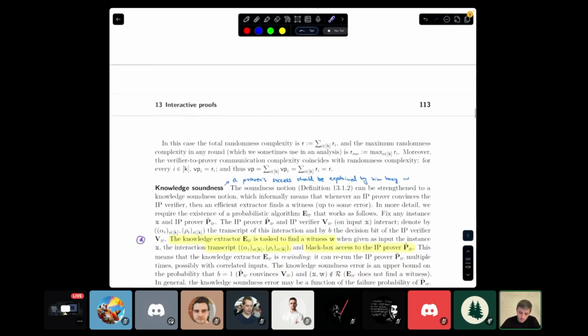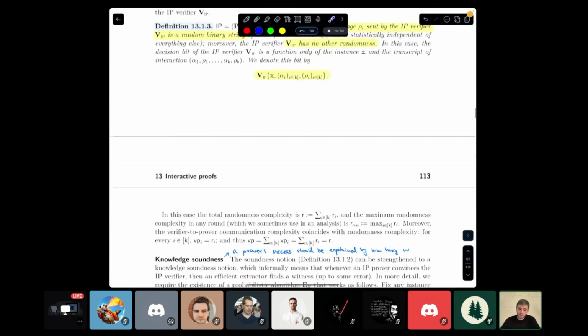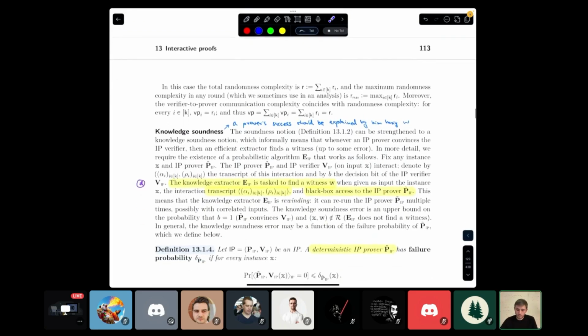Okay, so now we're going to talk about a couple of definitions related to properties we want from the IP. An important property that we want from an IP is what we call knowledge soundness. If you remember, the definition of soundness basically said that if X and W are not in the relation, that is, there is no W such that X is in the language, the verifier should reject. So this decision bit should be 0.